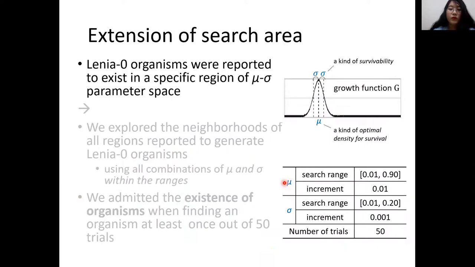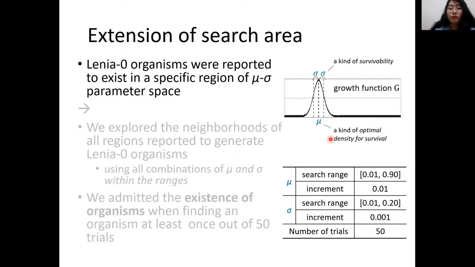Next, we turned our attention to the parameter regions in which organisms exist. Lenia 0 organisms are known to exist in a specific region of the mu sigma parameter space. As I explained, sigma and mu are the parameters for growth function G or target function T. Mu represents the position of the peak and sigma represents the width of the peak. In other words, they represent a kind of survivability and a kind of optimal density for survival, respectively.